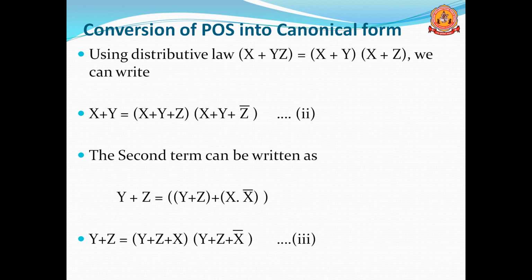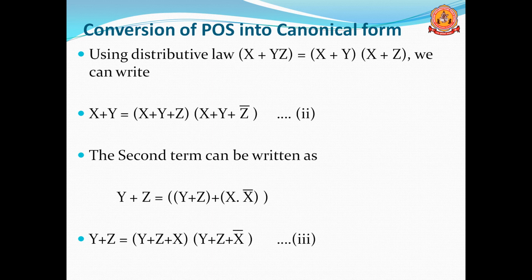In the second term, it is given that y plus z. In case of y plus z, x is missing. So it is x plus z plus x dot x dash. Then if you apply the distributive law, it will be y plus z plus x, then y plus z plus x dash.